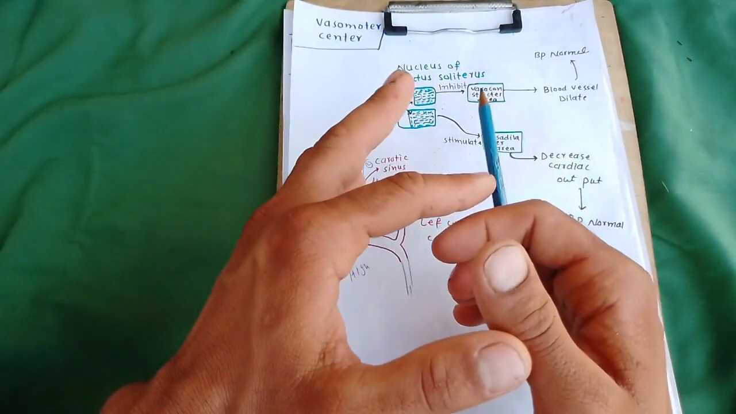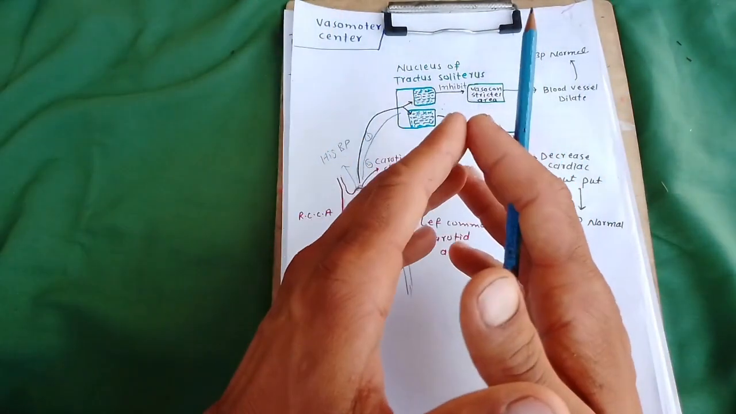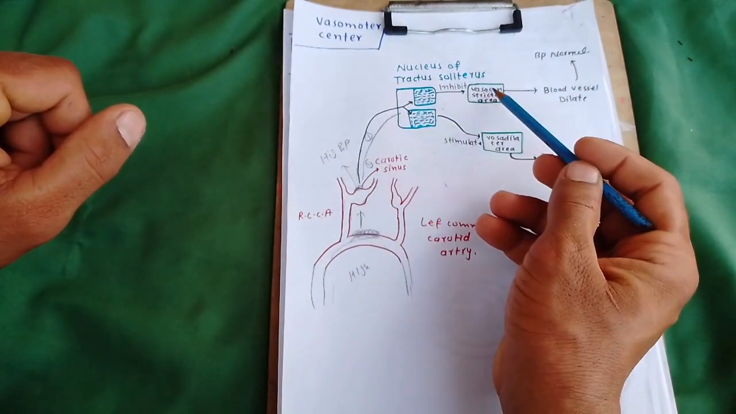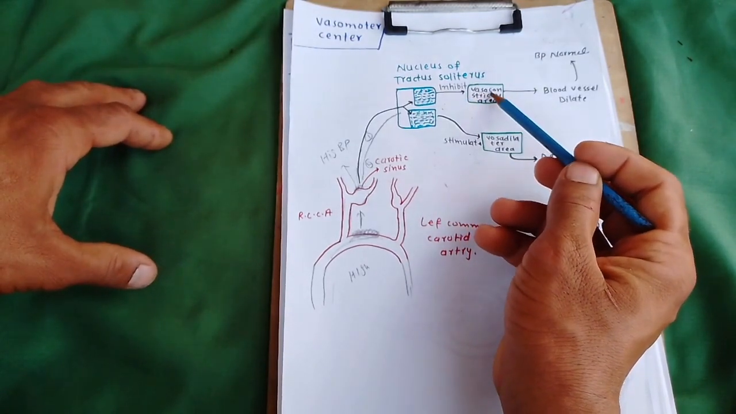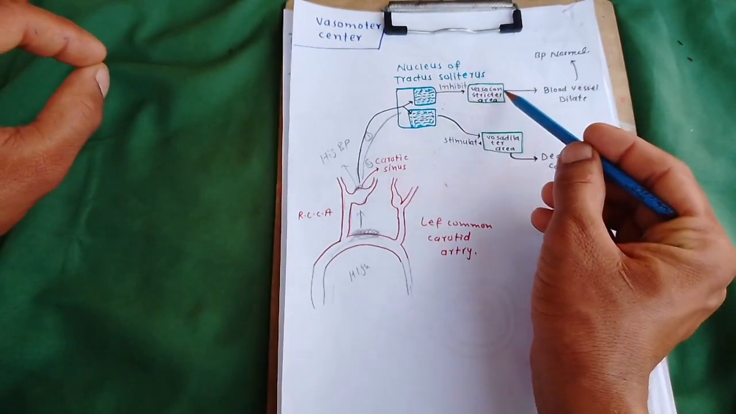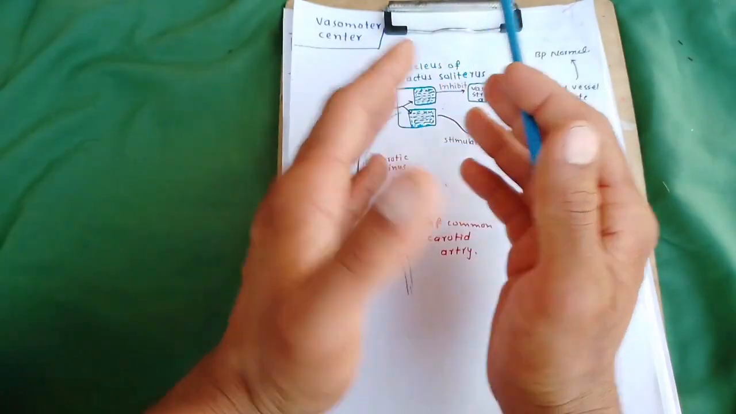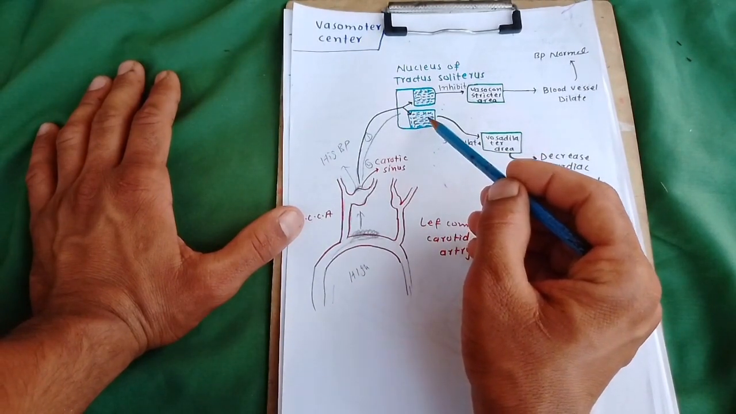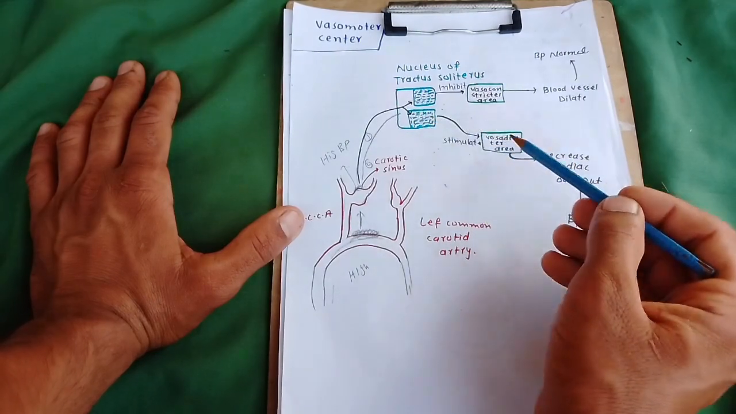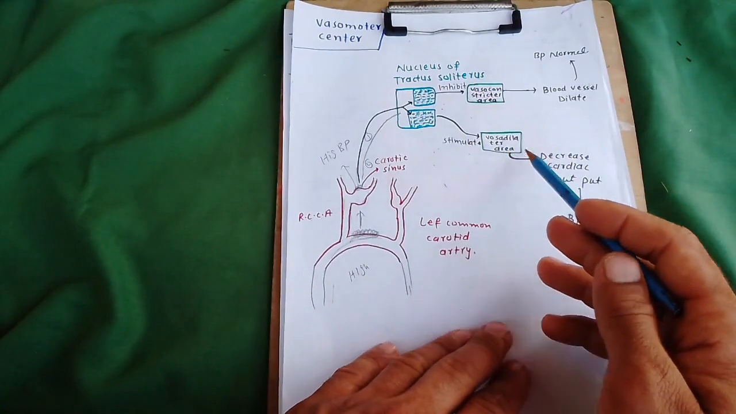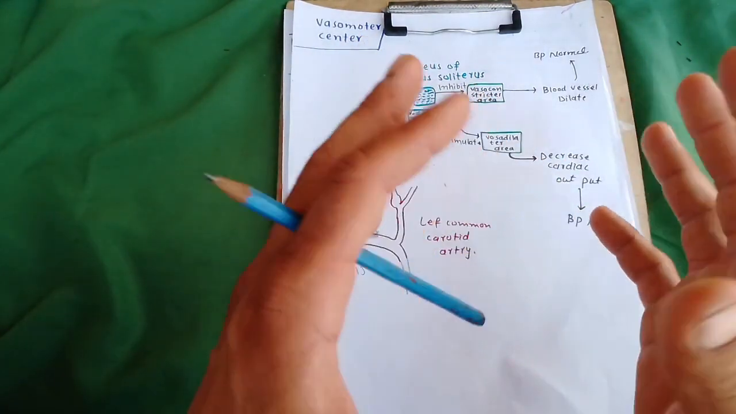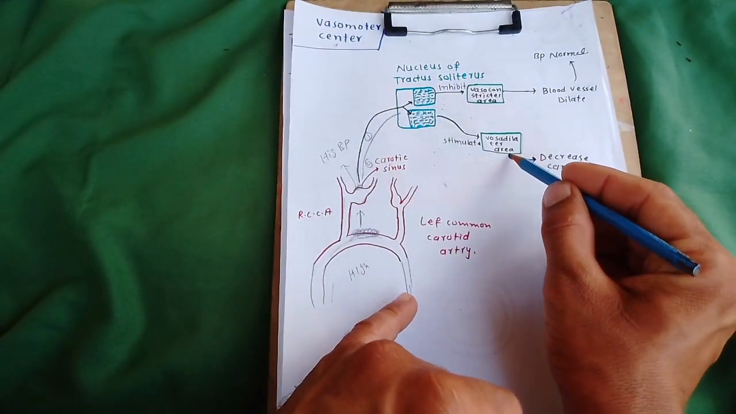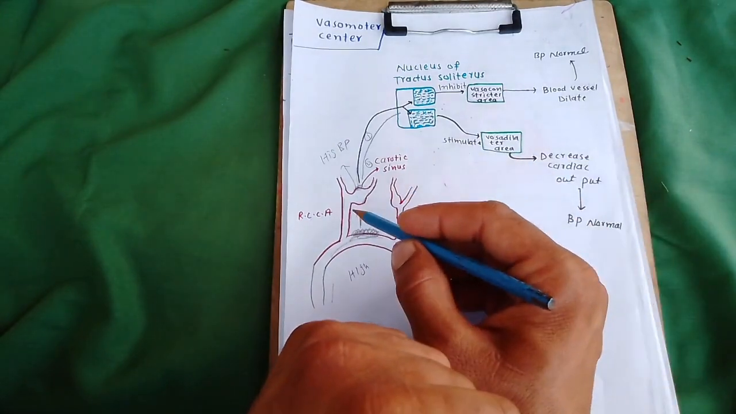In order to bring the BP to the normal state, the cardiac output needs to slow down, and the blood vessels need to dilate. So this part of the nucleus tractus solitarius inhibits the vasoconstrictor area. When the vasoconstrictor area is inhibited, it gives no message to the blood vessels, so the blood vessels dilate. But it stimulates the vasodilator area, which carries a message to the heart. It decreases the cardiac activity. When cardiac activity slows down, the BP goes to normal.